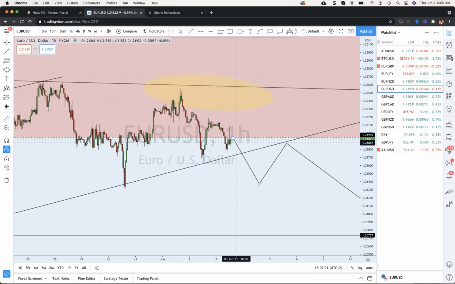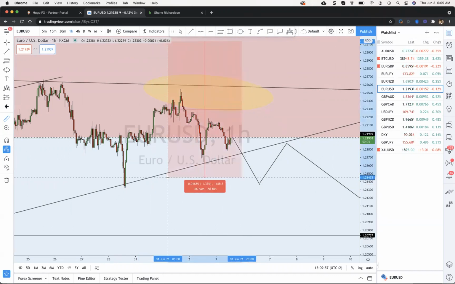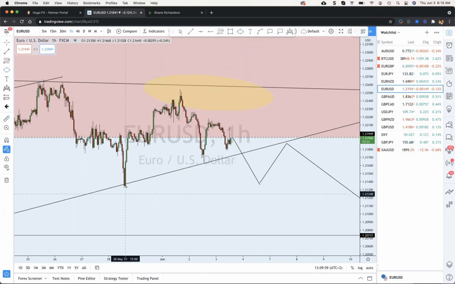Come up, and now price is just in a consolidation, ranging type of situation. It's not really doing much. But it looks like bears are trying to regain control of the market. So now I'm just waiting for confirmation for price to break this low right here. It's going to break this low, so it's going to break, retest, and sell long term.